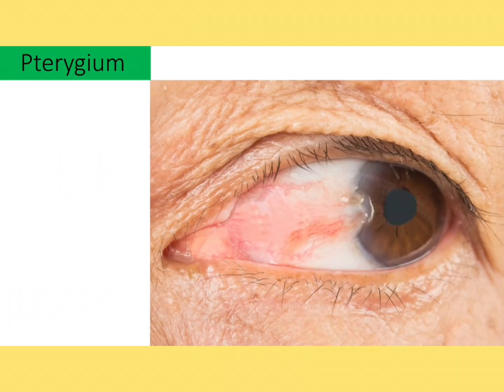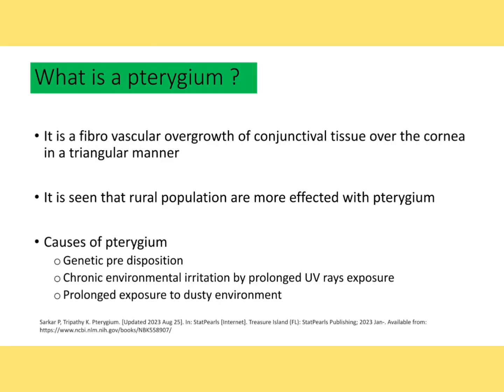So today in this video I will discuss with you all about a very common ophthalmic condition that we see in our daily OPD. So I'm talking about pterygium. Okay, so let's start. What is a pterygium? It's simply a fibrovascular overgrowth of conjunctival tissue over the cornea in a triangular manner. That's called a pterygium.